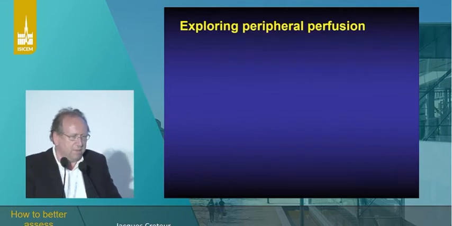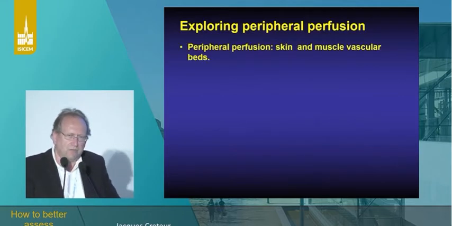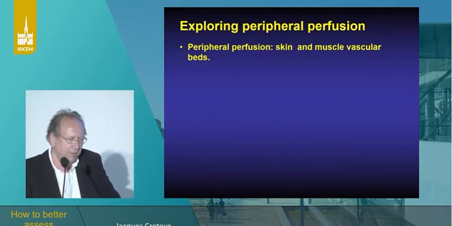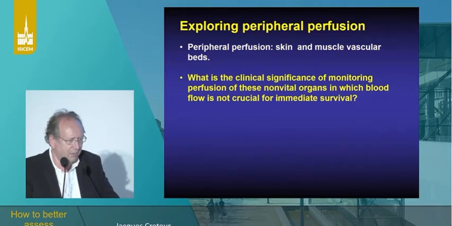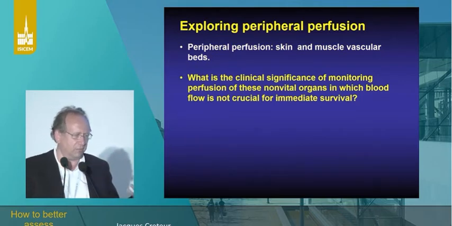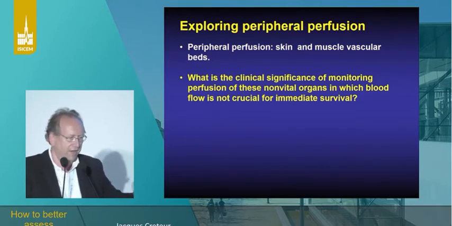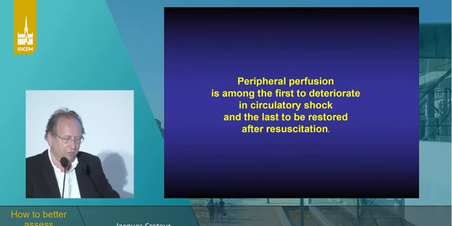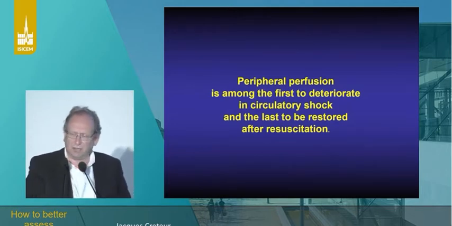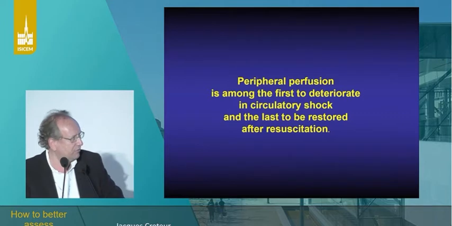When we speak about exploring peripheral perfusion, we speak, in fact, about skin and musculovascular beds. And you can ask me, what is the clinical significance of monitoring perfusion of these non-vital organs like muscle and skin, which are not crucial for immediate survival? The question is simple. This is basic physiology. Peripheral perfusion is among the first to deteriorate in circulatory shock and the last to be restored after resuscitation.